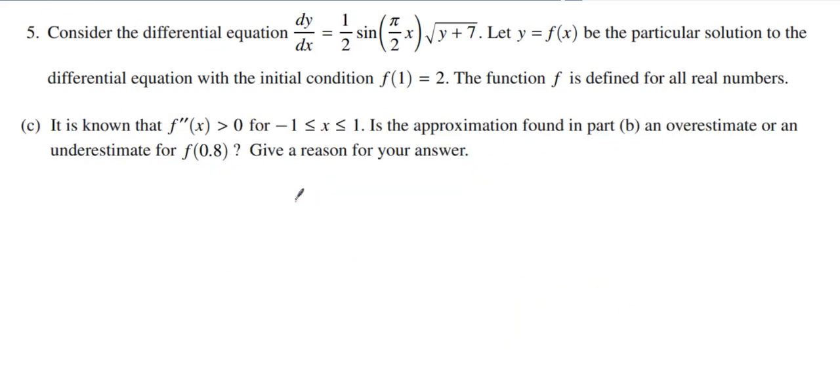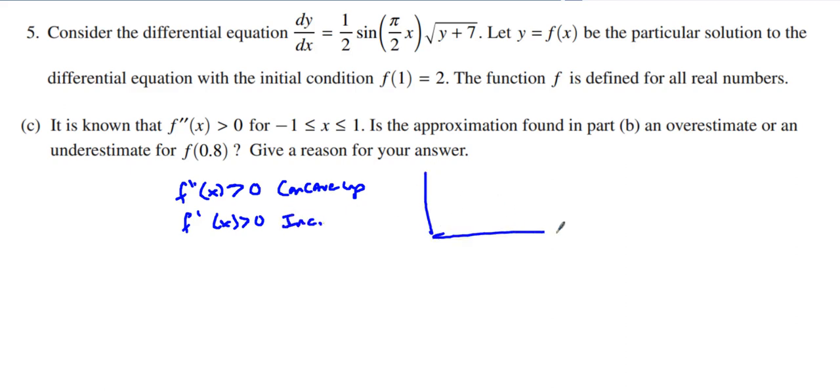Okay. Now the next thing they asked was, we know that f double prime of x is greater than 0. What does that mean? That means this is concave up. And remember, what was f prime of x? That was greater than 0, which means it's increasing. I always like to draw a little function here of concave up and increasing, so we know it's going like this. And you can see here is f of 1, and we were using our tangent line approximation to figure out this value at 0.8 right here.